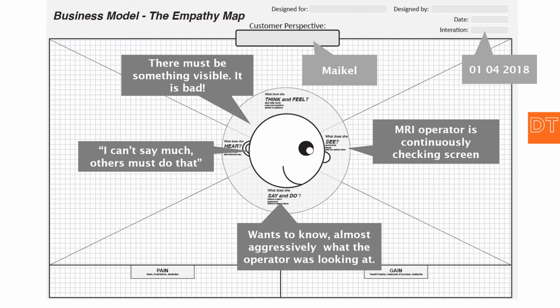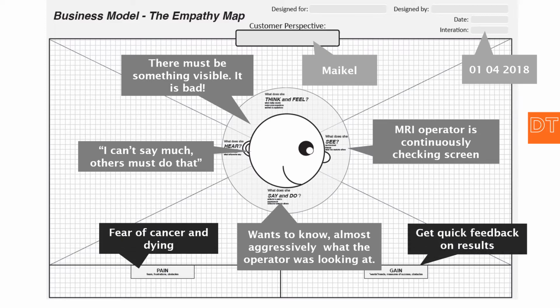Probably, and we'll never know for sure because we can't take a look into Michael's head, but probably what he was thinking is there must be something visible. There must be something to be seen on the scan, and that is bad. Maybe I have cancer. Maybe I'm about to die. So those were his pains that manifested in the interview.